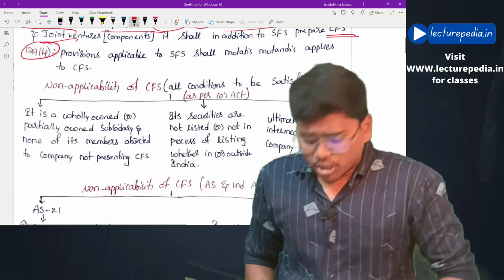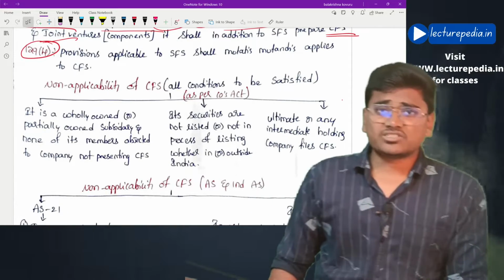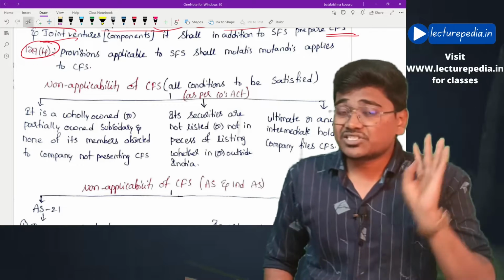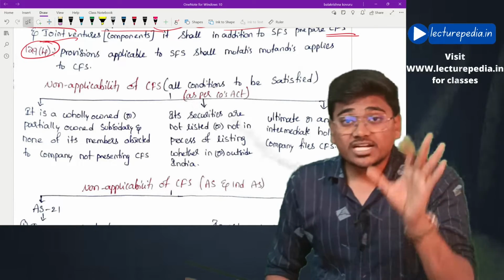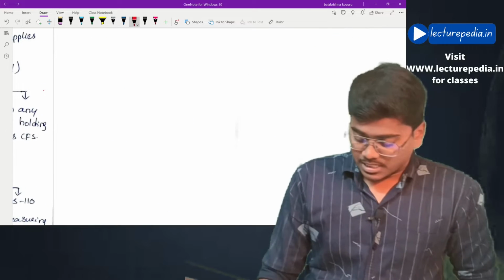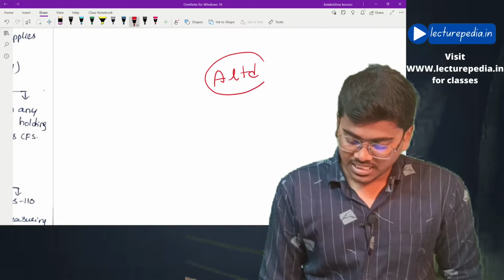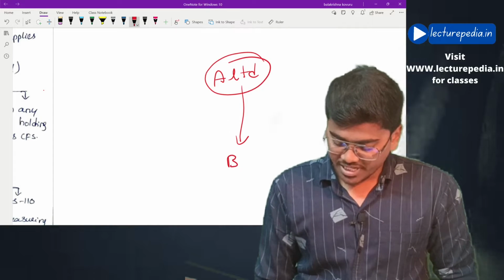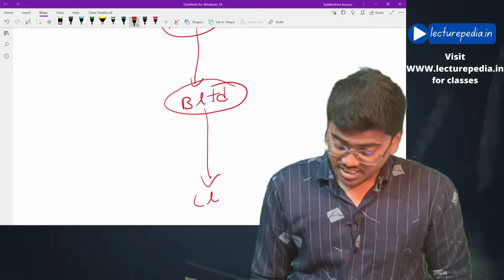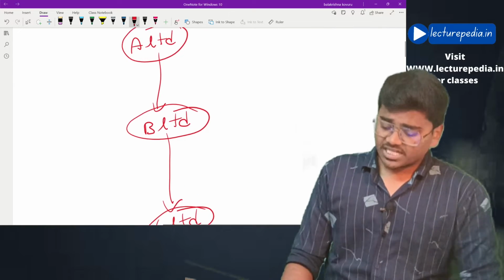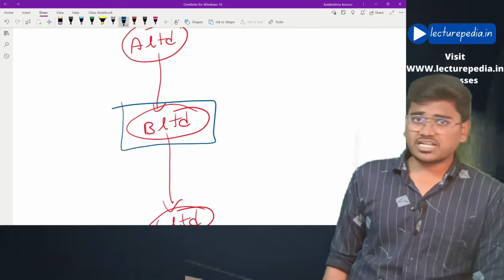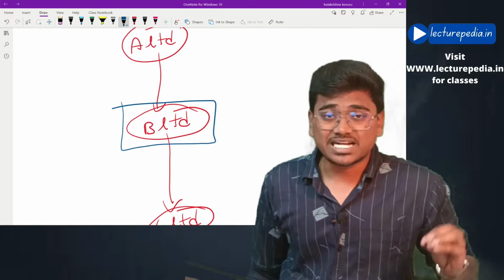Now coming to the non-applicability of preparation of consolidated financial statements. As per Companies Act 2013, if a company satisfies three conditions, then it need not prepare consolidated financial statements. What are these three conditions? Let me explain. Let's say there is A Limited. A Limited is the holding company of B Limited, and B Limited is the holding company of C Limited. Now in this case, let's say B Limited wanted to take exemption from preparation of consolidated financial statements. What are the conditions that have to be satisfied by B Limited?